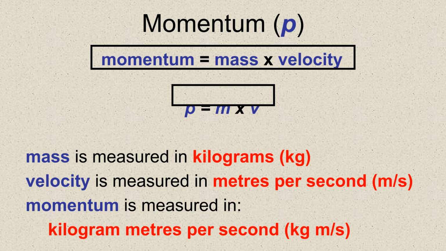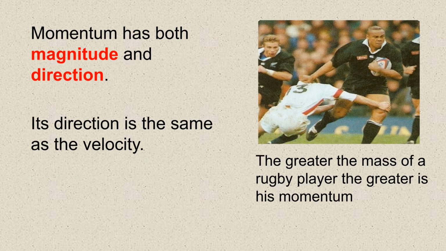Momentum, or P, is calculated as mass times velocity, or P equals m times v. Mass is measured in kilograms, velocity in meters per second, and momentum in kilogram meters per second. Momentum has both magnitude and direction, which is the same as the velocity. The greater the mass or velocity of an object, the greater its momentum.